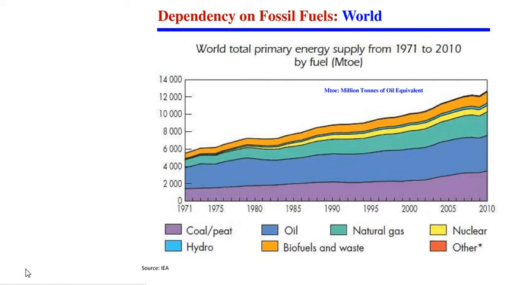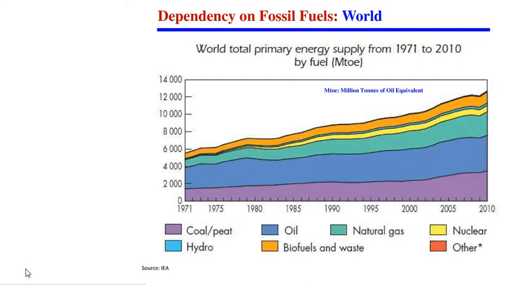In this graph, I am trying to show you the trend from 1970 to 2010, the last 40 years or so, in the use of coal, oil, natural gas, nuclear, hydropower, and part of it is biofuels. As you can see, most of the energy for our use for the last 40 years has been coming from coal, natural gas, and oil.